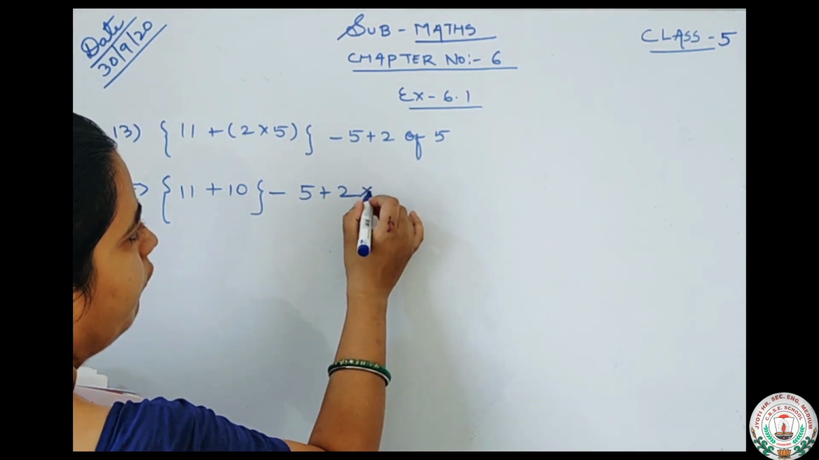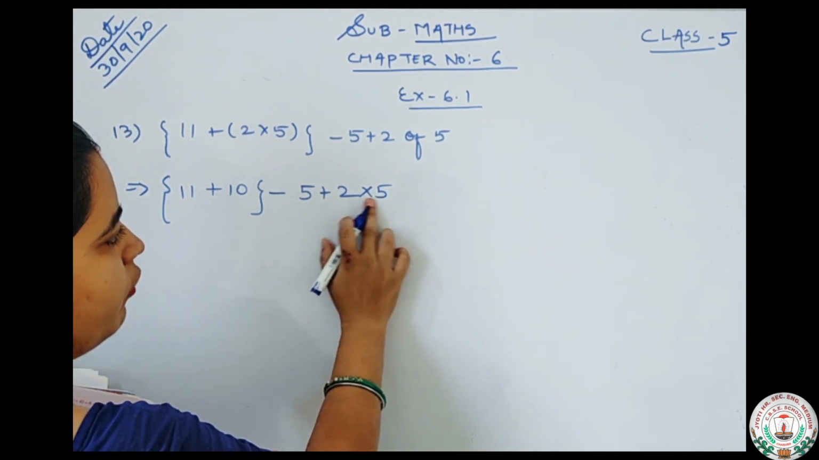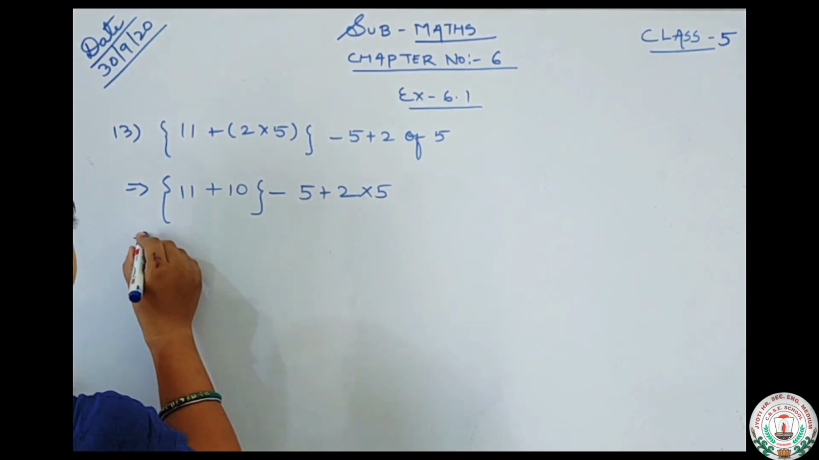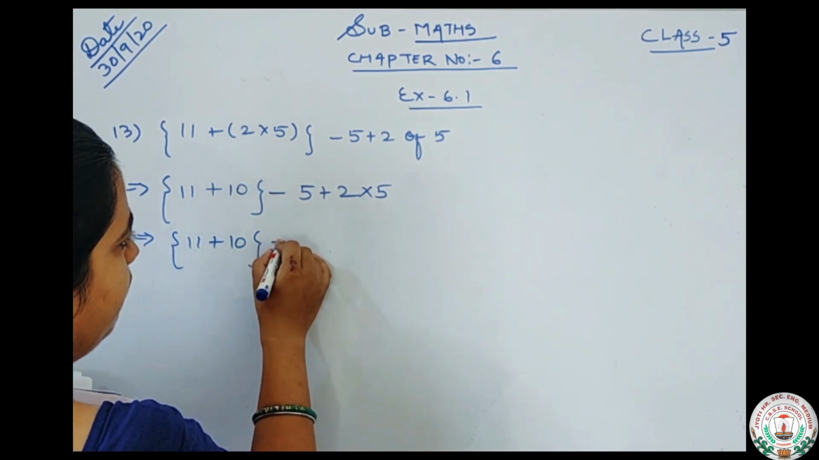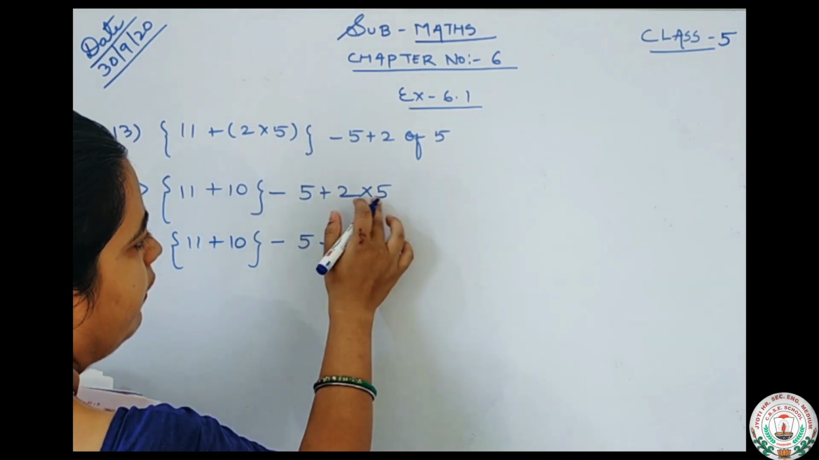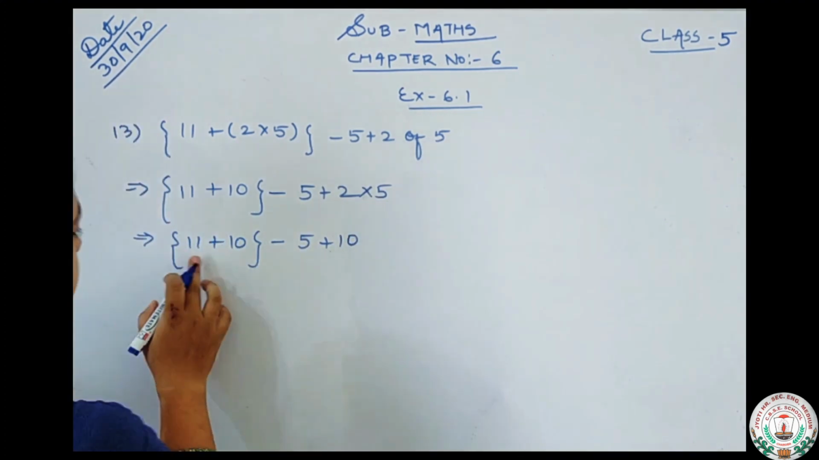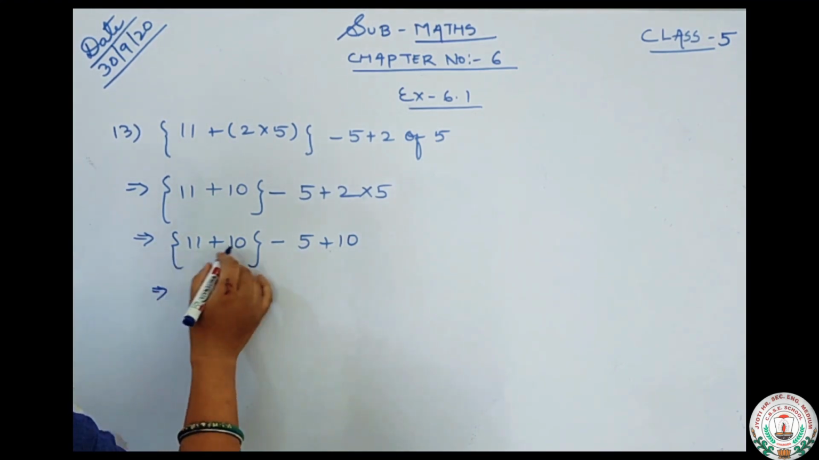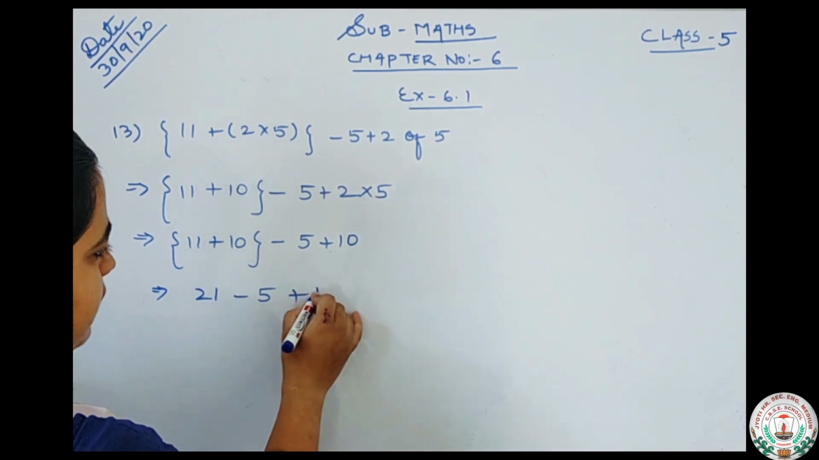In place of "of" what will you write? The multiply sign. Here, addition and subtraction, what will we do first? Multiply. 11 plus 10 minus 5 plus 2 5s are 10. Now we will open this bracket. 11 plus 10 is 21 minus 5 plus 10.